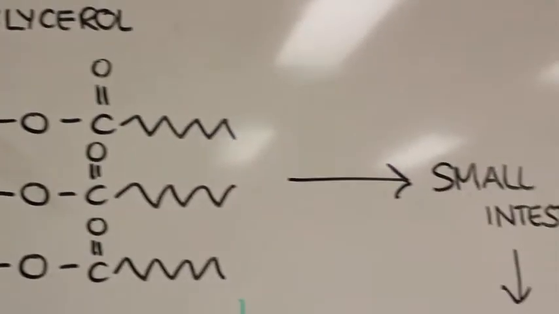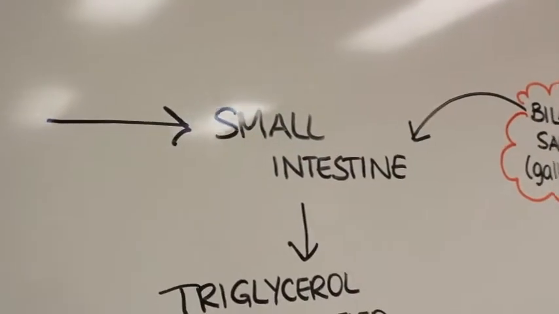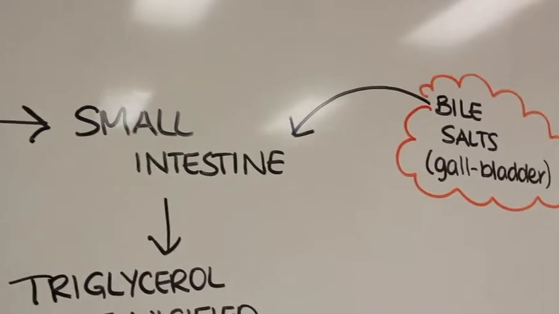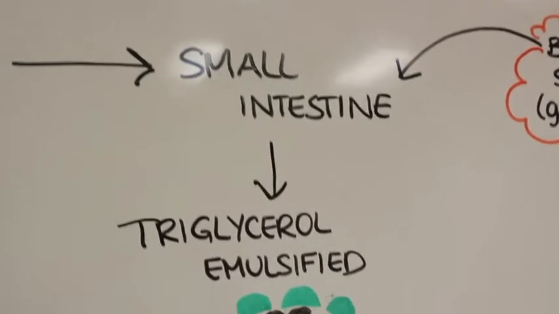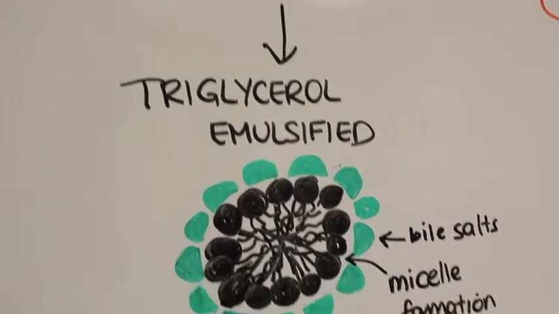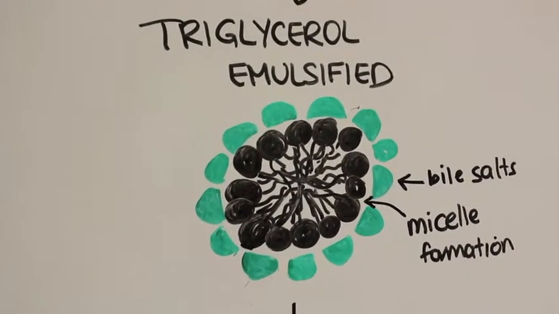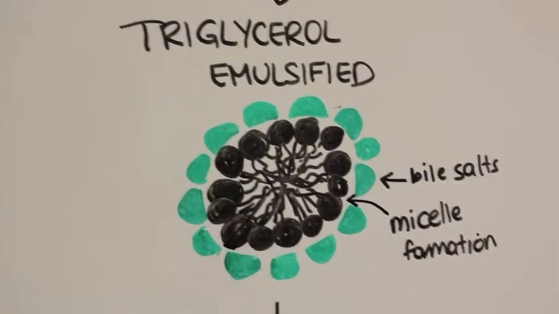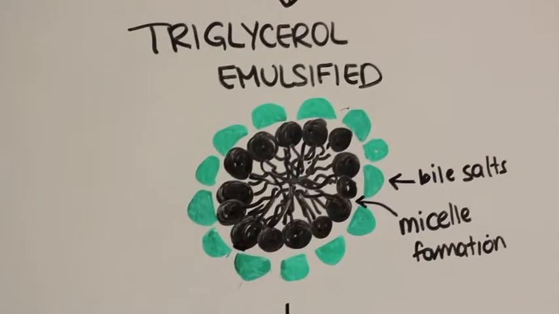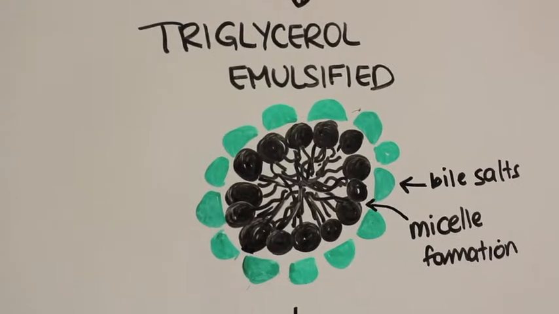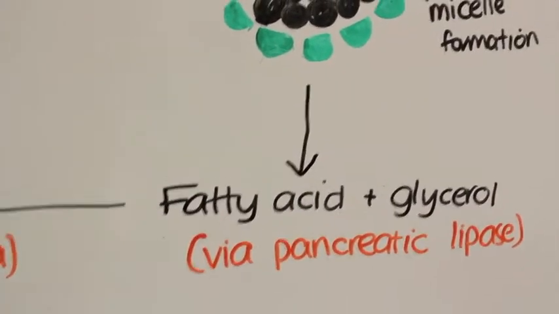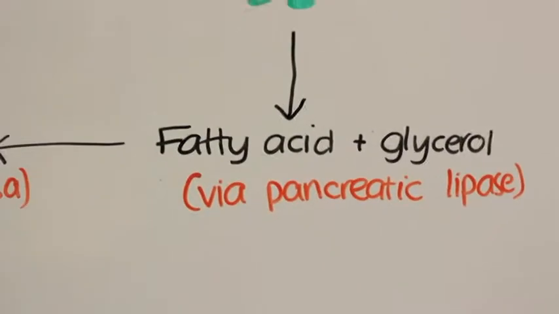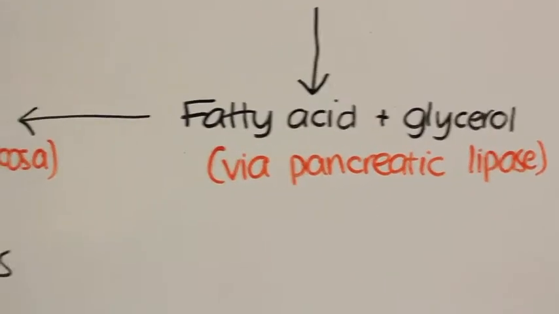Next, bile salts such as cholate and glycocholate are secreted from the gallbladder and into the small intestine. Here, they can emulsify insoluble triacylglycerols to form micelles. These form due to the amphipathic nature of triacylglycerol, which allows these lipid molecules to arrange themselves in a spherical form in aqueous solution. Micelles are then broken down into fatty acids and glycerol via pancreatic lipase.